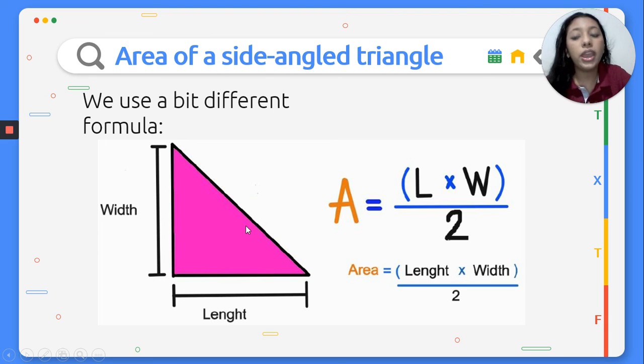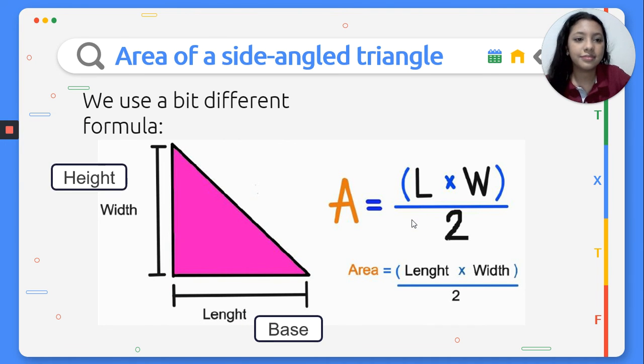We have other names for length and width. Length can also be base, and width can also be height. So that's pretty much it.